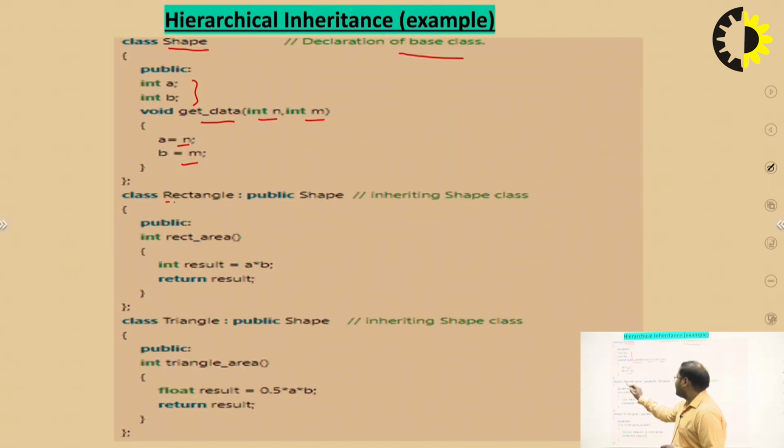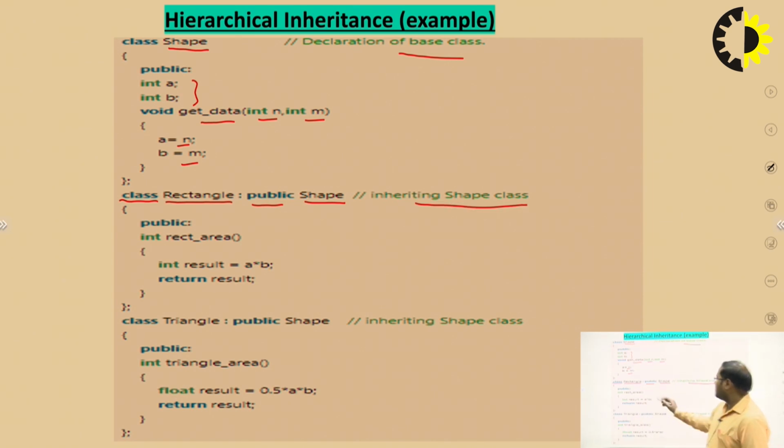Now a derived class with the name rectangle, which accesses the base class shape publicly, and before this I have written the keyword class. So I am showing here the derived class whose name is rectangle and which inherits the property of the shape class. In this public field I have taken the method rectangle area, integer result is equal to a multiplied by b, return result.